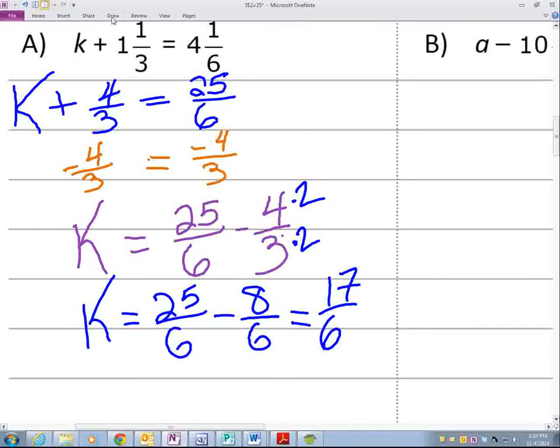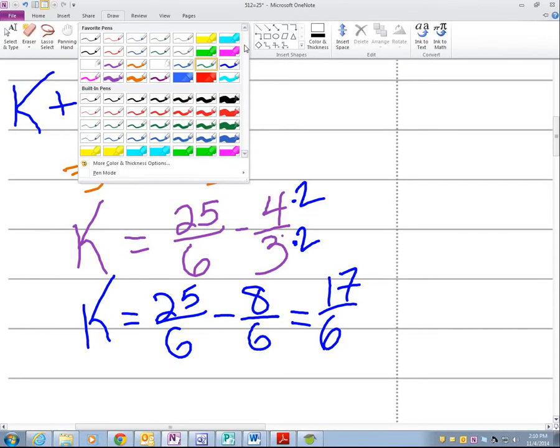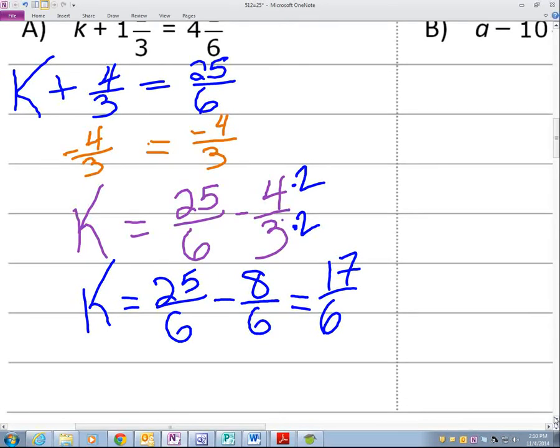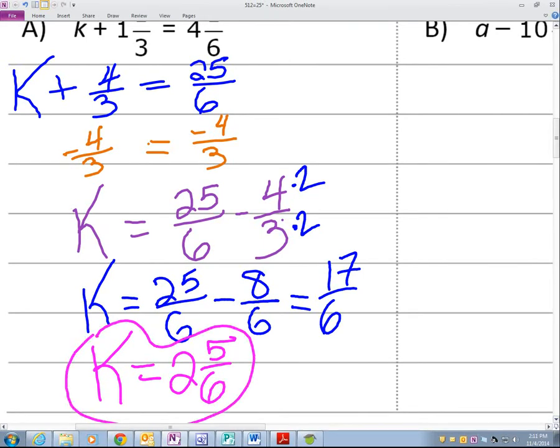Now my new result, because I can't leave that like that, can I? 17 sixteenths or 17 sixths? No, I'll be marked off for not simplifying. And also, I have to remember that I have to have the variable solved because that's what the instructions say. So now I have k equals 2 and 5 sixths. I'm going to circle that answer because that is correct, and I'm done with that one.